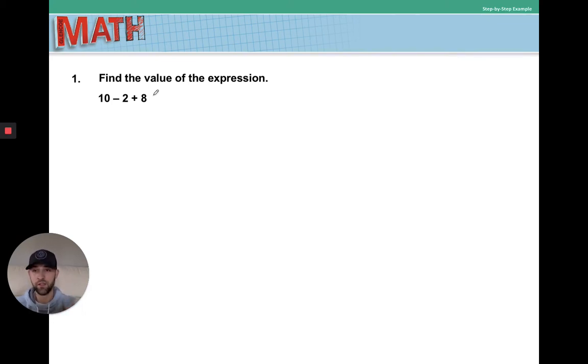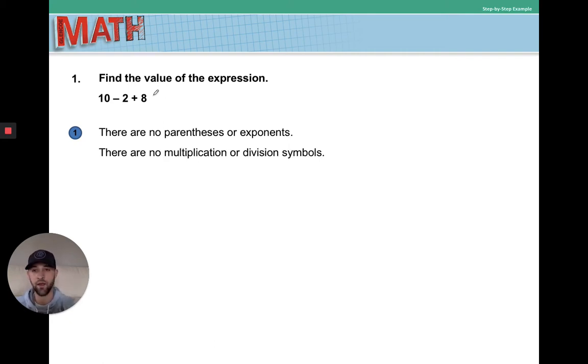So, doing that, we'll start with the P. Are there any parentheses? Well, no, there aren't in this problem. Are there any exponents? Going to the E next. No, there are not, so we don't have to worry about those two. Moving on to the M and the D of PEMDAS. Do I have any multiplication or division in this problem? No, I don't. I do have addition and subtraction. You can see I have a 10 minus 2 and I have a 2 plus 8.